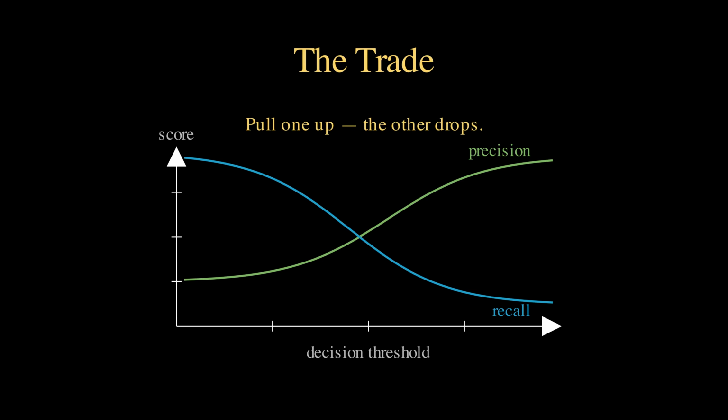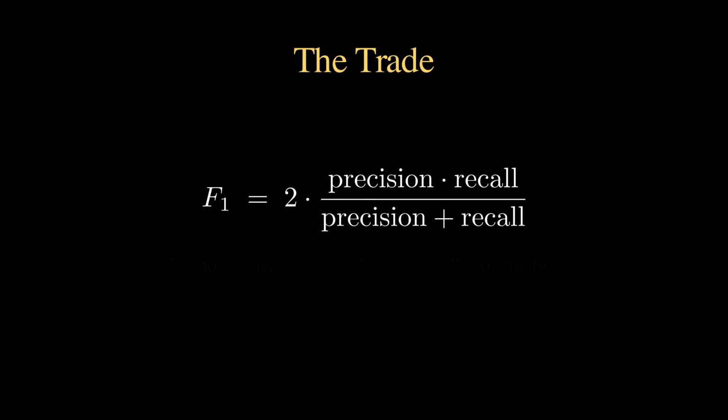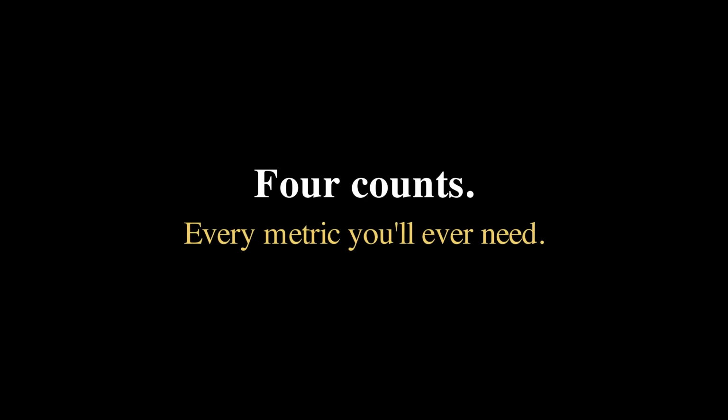People wanted the single summary that doesn't lie like accuracy did, so they took the harmonic mean of the two. That's F1. The harmonic mean gives you something close to the smaller of the two numbers, which means you can't game it by making one perfect and ignoring the other. 4 counts of right and wrong. That's the whole confusion matrix. And every classification metric you'll ever meet is just a ratio between them.